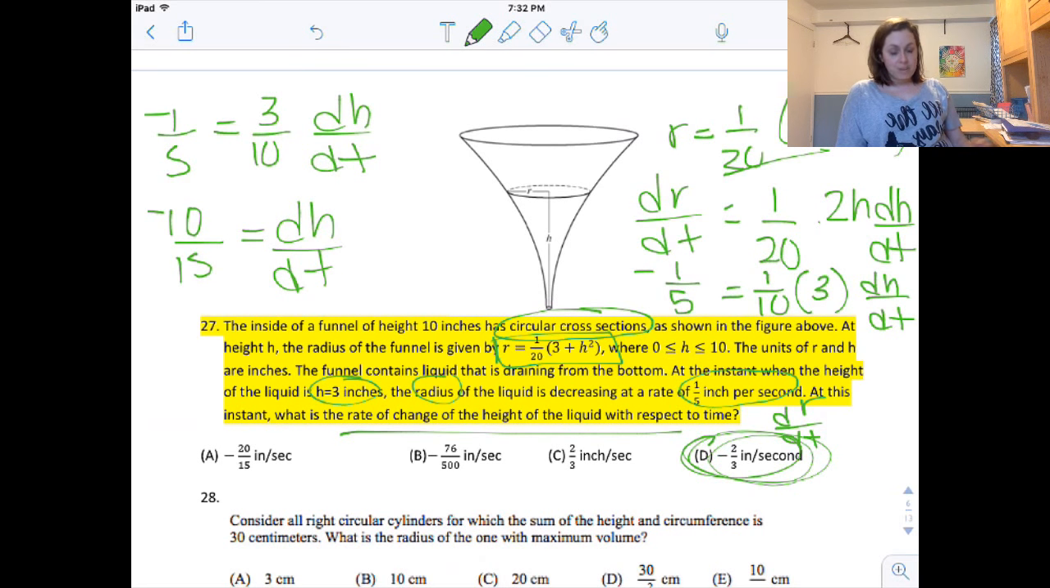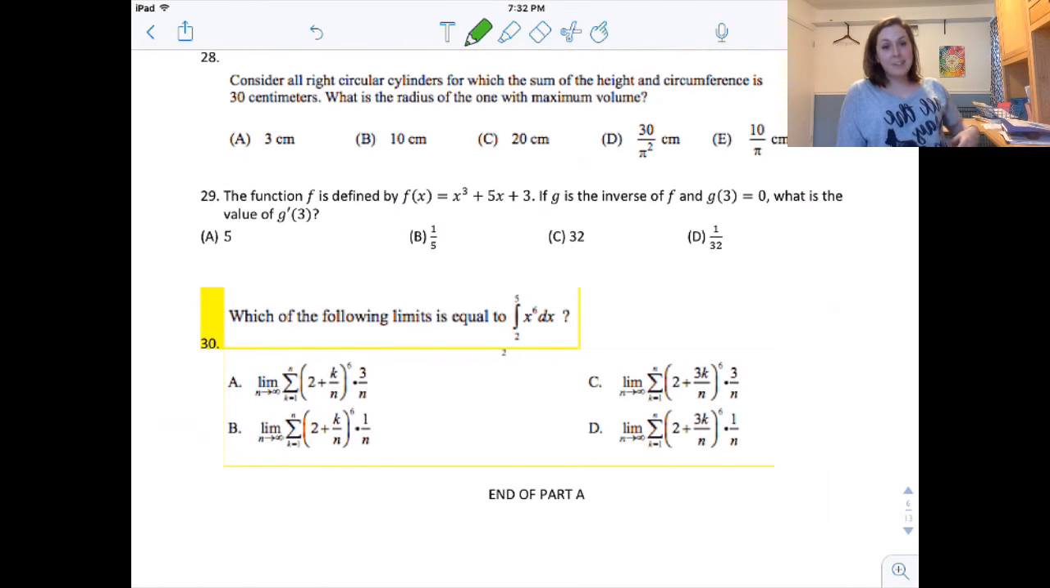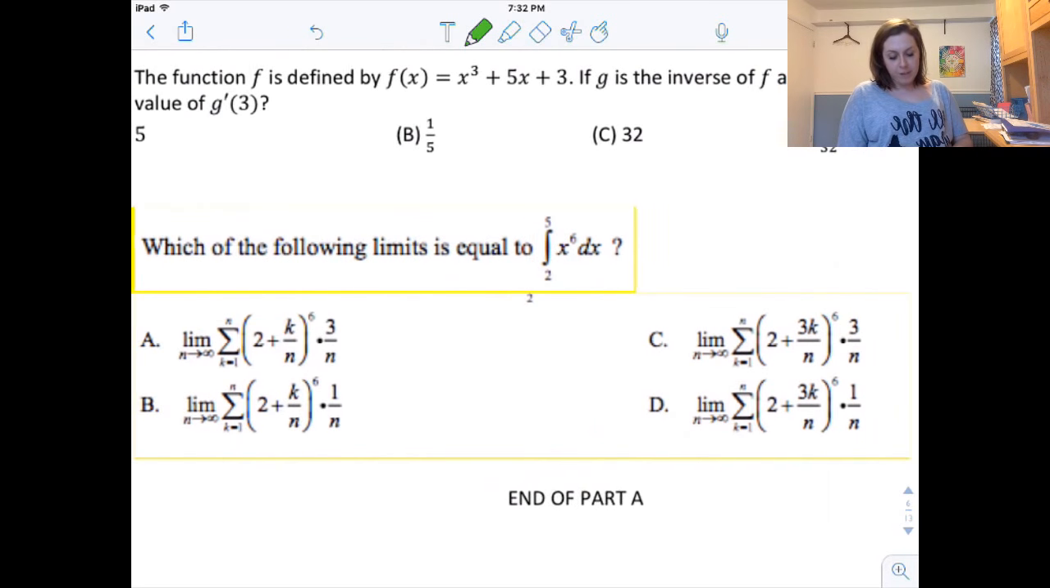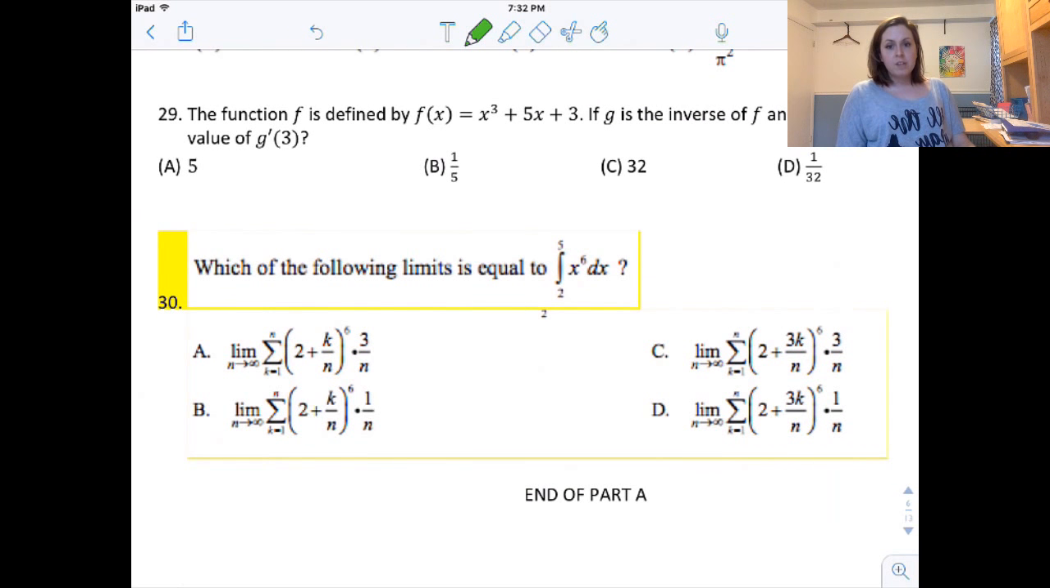Okay. Last one on these of the non-calculator that I want to look at is number 30. Which of the following limits is equal to the integral from 2 to 5 of x to the 6th dx? We spent a lot of time on these. We did a bunch of them. If this is something you still need more practice on, lots of stuff on my teacher site or on Miss Baldwin's teacher site on it. But this is definitely something that you guys are going to see.